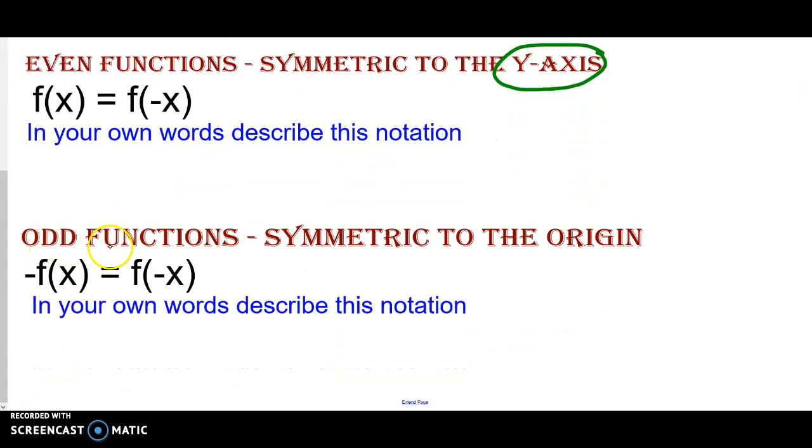Same with odd functions. We know that odd functions are symmetric to the origin. So again, think about graphs that you already know of that are symmetric to the origin, and then why does this notation make sense? Negative f of x equals f of negative x. So again, in words, I want you to really think about this, use your brains, and describe this notation. So go ahead and put me on pause and write that down.